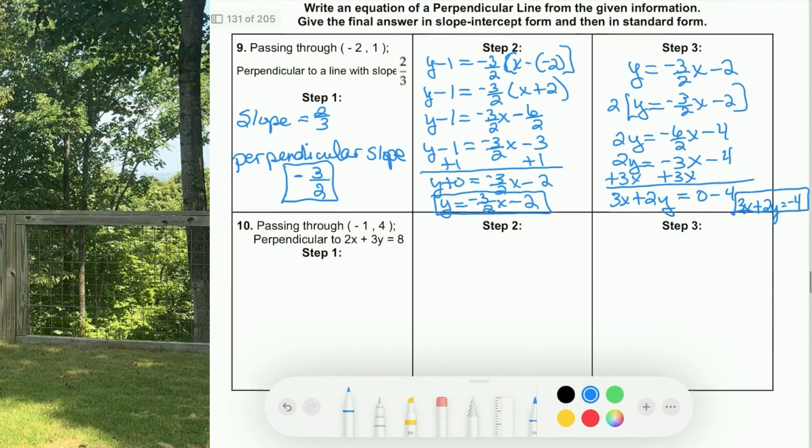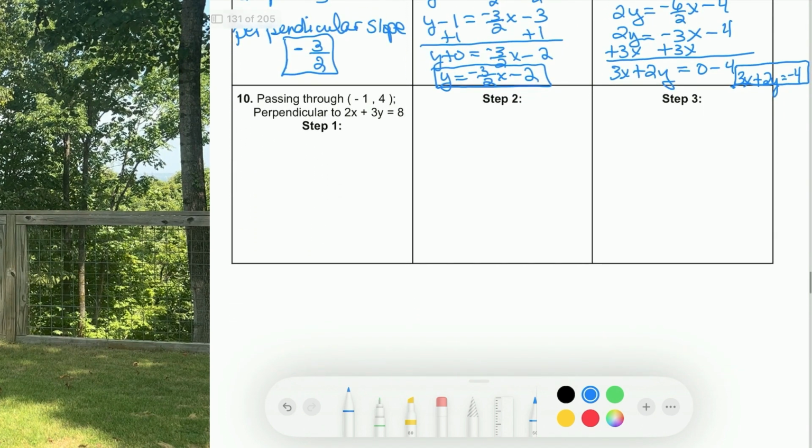All right, number 10. Passing through point negative 1, 4, perpendicular to the original line of 2x plus 3y equals 8. So this time they don't give us our slope. We have to transform our standard form equation into y-intercept slope form.